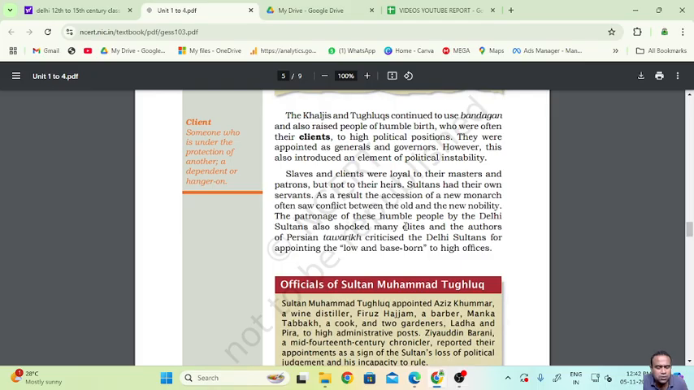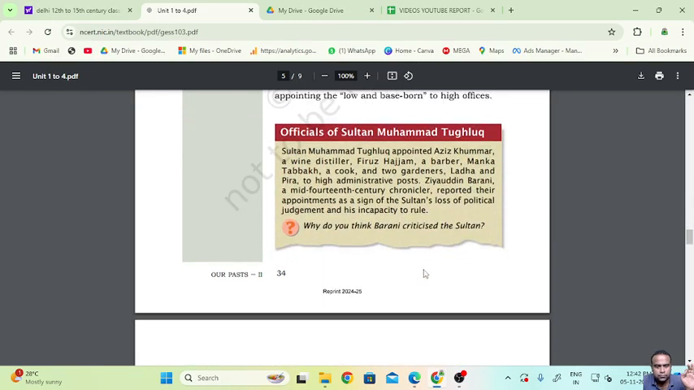The patronage of these humble people by the Delhi Sultans also shocked many elites, and the authors of Persian Tarikh criticized the Delhi Sultans for appointing the low and base born to high offices. Okay.